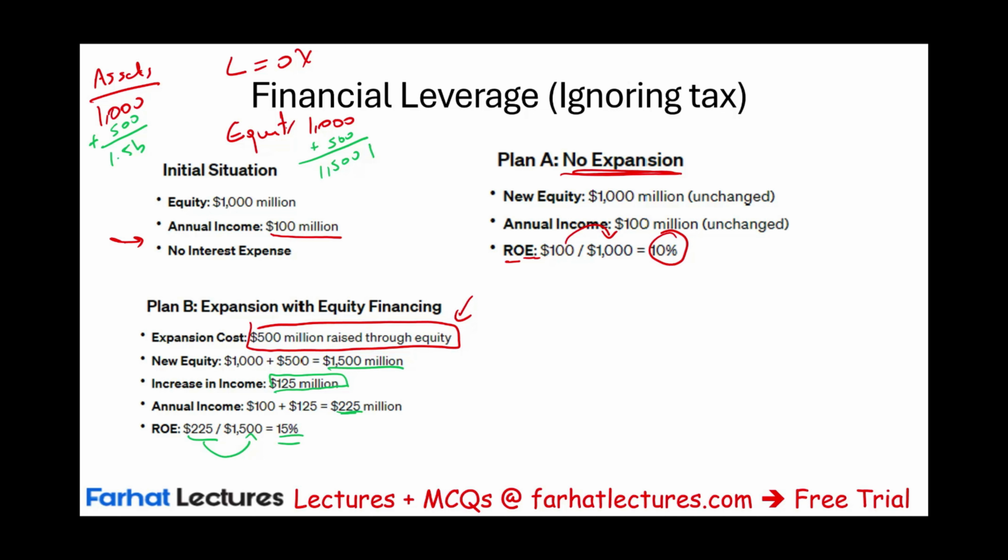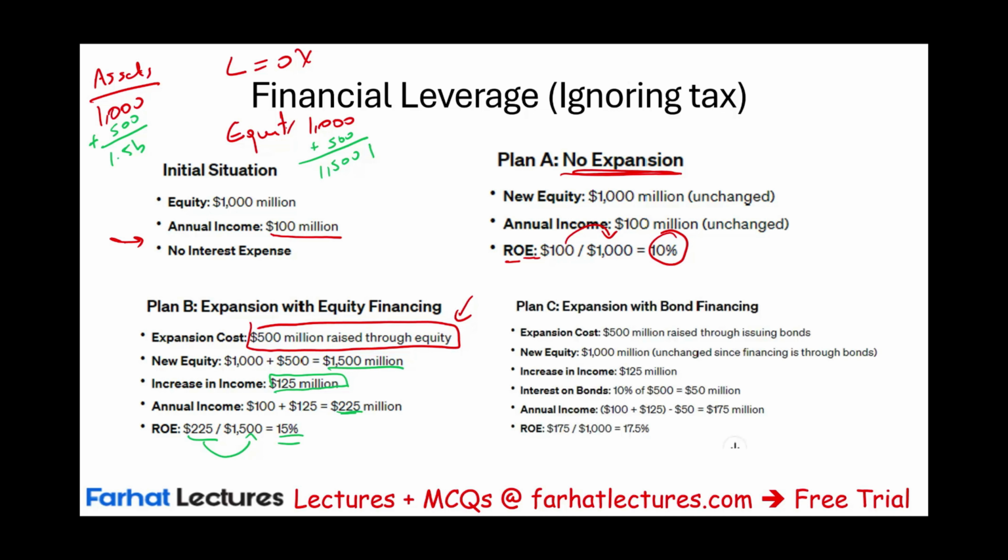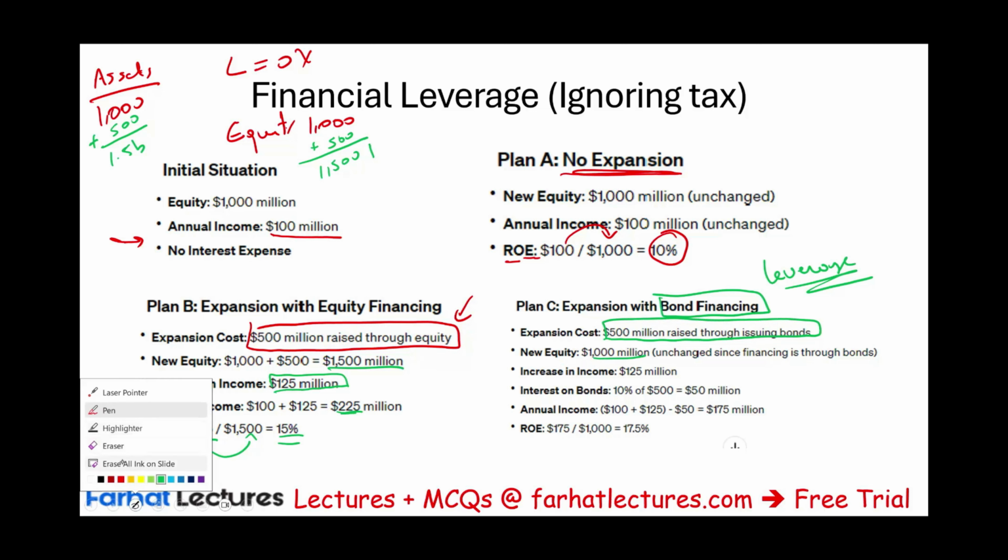Let's look at plan C. In plan C, we are going to finance this expansion using debt, using leverage. When we say debt, this is when we're using leverage. So we expect to raise 500 million. The new equity will be unchanged. So basically, what would the balance sheet look like from a balance sheet perspective? So you understand what we are trying to do here.